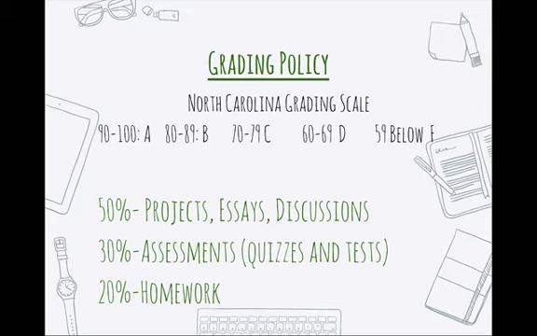So as you might already know, North Carolina has adopted the 10-point grading scale. So you can see the areas that you need to be to earn an A, B, or a C in the course. The grade weights in my class are as follows. 50% of your grade will be projects, essays, and Socratic seminar discussions. 30% of your grade will be assessments on the content playlists or content readings, and that will be assessed through quizzes and tests. And then 20% of your grade will be homework.